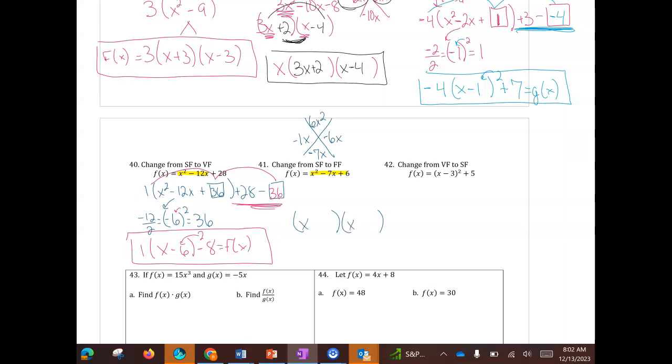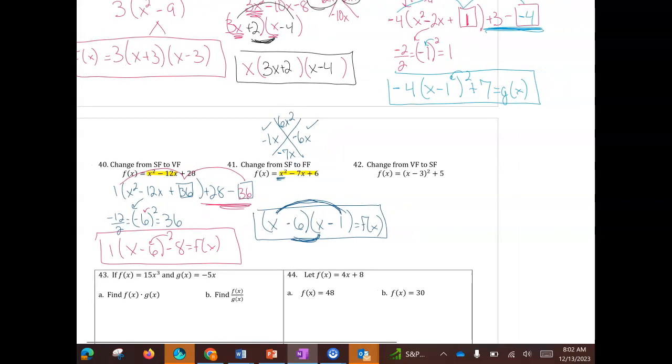X and x are enough to make x squared. So one loop can make the negative 1x, so we'll have this loop make the negative 1x with the negative 1, and then my bottom loop can make the negative 6x with the negative 6. And then I'm done. I'm not solving, I'm just factoring. All right, last one, vertex form to standard form.